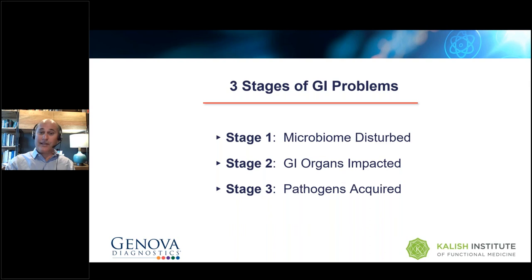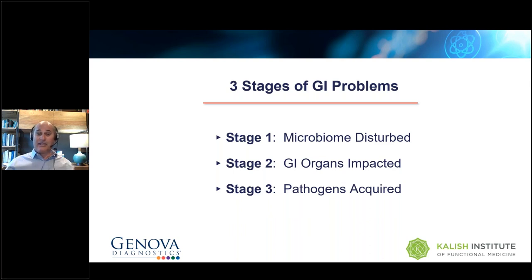Is the microbiome working properly or not? Yes, that's a yes or no question. Is there an organ in the gut that's not working? If there is, which one? And there's not that many to choose from. It's going to tell you about the stomach, the pancreas, the gallbladder, and the intestinal tract.